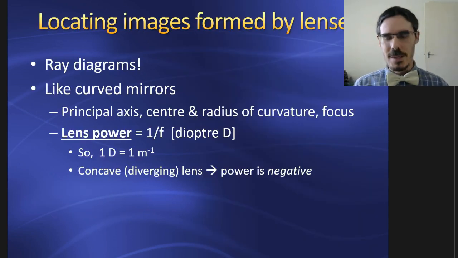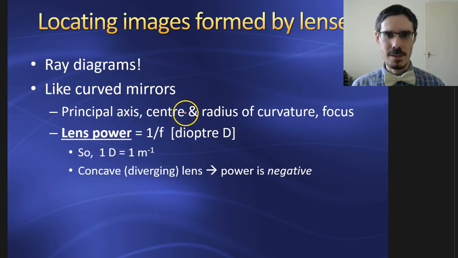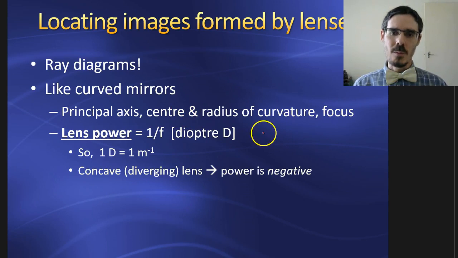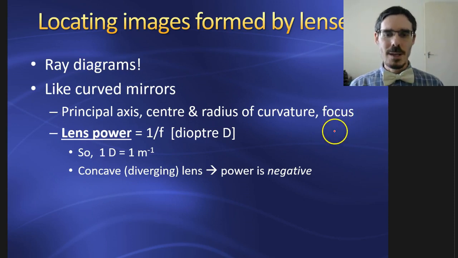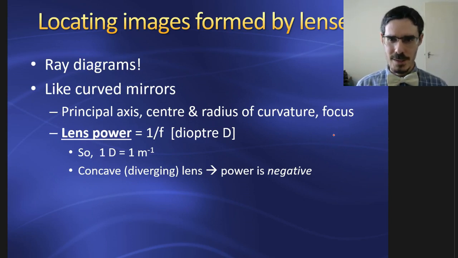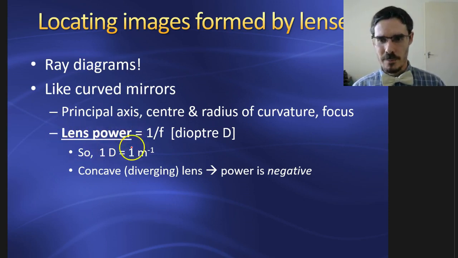What we're going to do with lenses, just like with curved mirrors, is draw some ray diagrams. We're going to draw in a principal axis, work out the centre of the lens and the focus. We talk about the centre in the same way as we did for curved mirrors as being twice the focus. For lenses, the thing about talking about the focus is, as the focal length increases, the lens actually bends light less. Now, what we'd really like is a way to describe how much the lens bends the light in a way that increases as it bends it more. That would be the lens power.